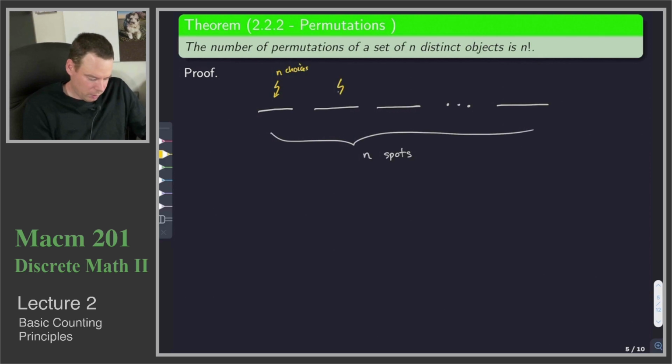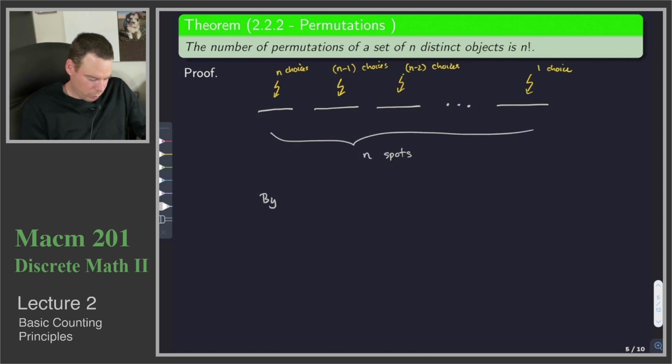For the second spot, I've already used one of the characters for my first spot, so now I only have n minus 1 choices left. And now I've used 2 of the characters, so I've got n minus 2 choices left for the next one. All the way down to, once I get to the final spot, there's only one character that's going to be left. So we got one choice here.